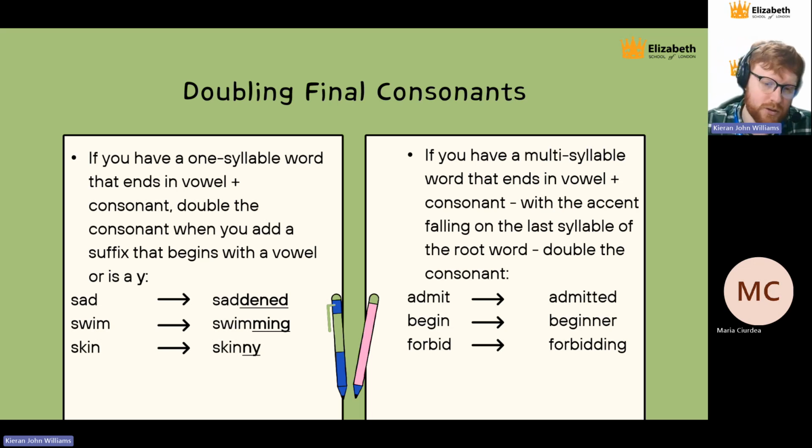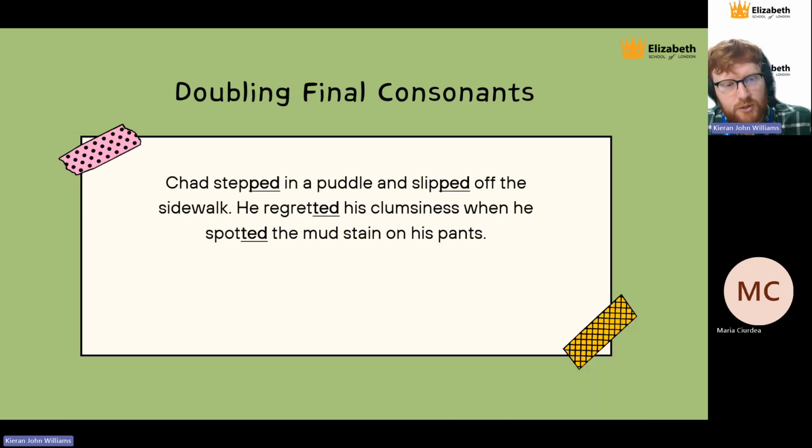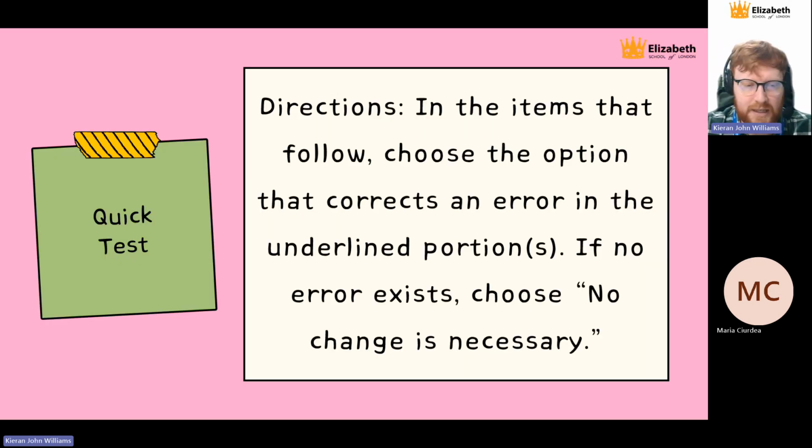All right, so we are very nearly finished now. So you can see the example. Stepped has vowel consonant. Slipped, ip is vowel consonant. Regret has the same thing, vowel consonant, and spotted as well with vowel consonant. Good work. All right, so we're going to quickly finish off with a little test.